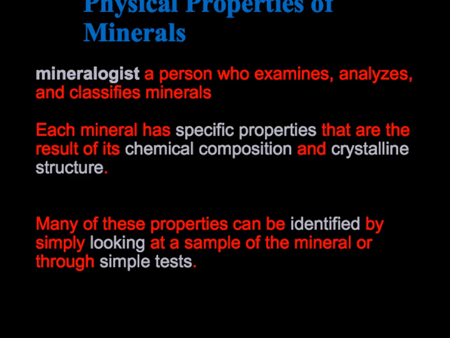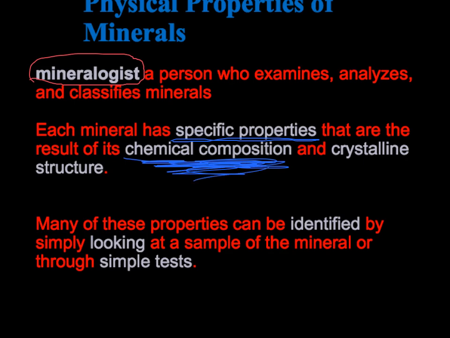All right, so big whoop. There's all of these different minerals out there. And there are people out there that go and study the minerals. So we call these people mineralogists. All right, they examine, analyze, classify minerals, always looking for new ones. And the reason they can do that is each mineral has specific properties. All right, and those properties come from their constant chemical composition. An entire mineral is all one substance. And some of these properties come from the crystal structure.